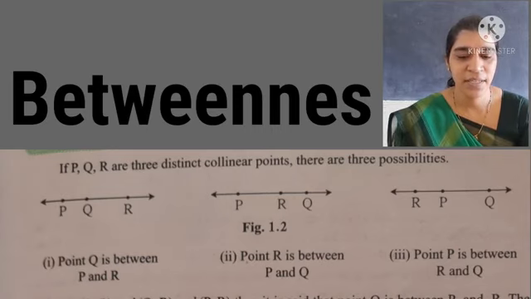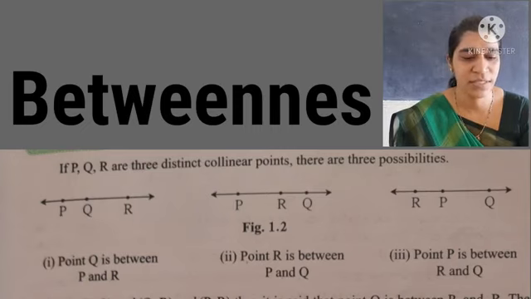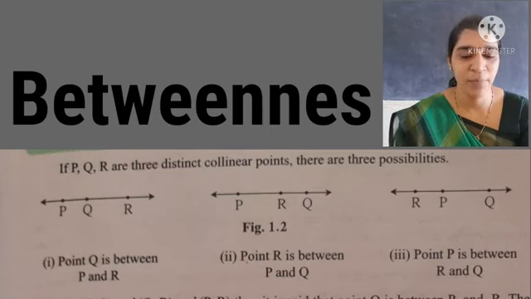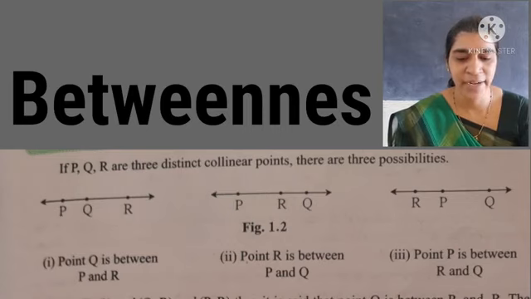In these figures, P, Q, R, these 3 points are collinear points. What must these three points be? The first condition is that these 3 points must be collinear. See, in the first figure, point Q is between P and R. In the second figure, point R is between P and Q. And in the third figure, point P is between point R and Q. So here we say the points P, Q, R show betweenness.